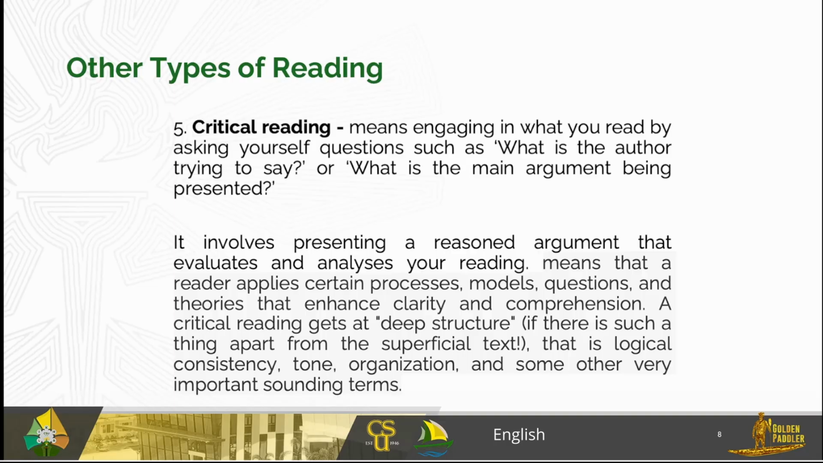A critical reading gets at deep structure, if there is such a thing, apart from the superficial text that is logically consistent, tone, organization, and some other important sounding terms. That is for our lesson today.